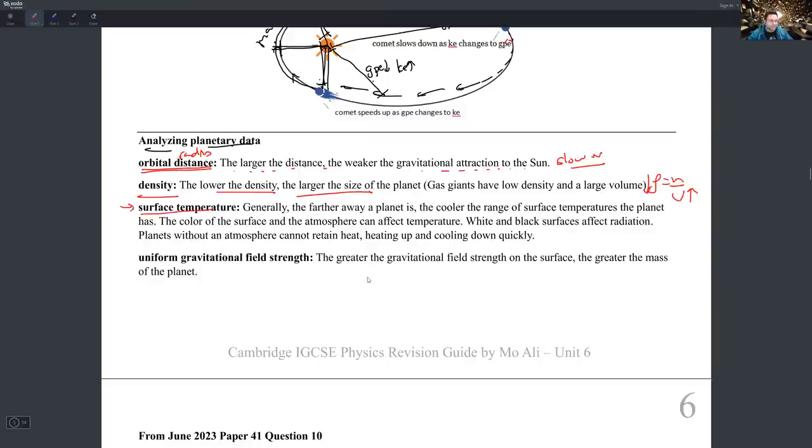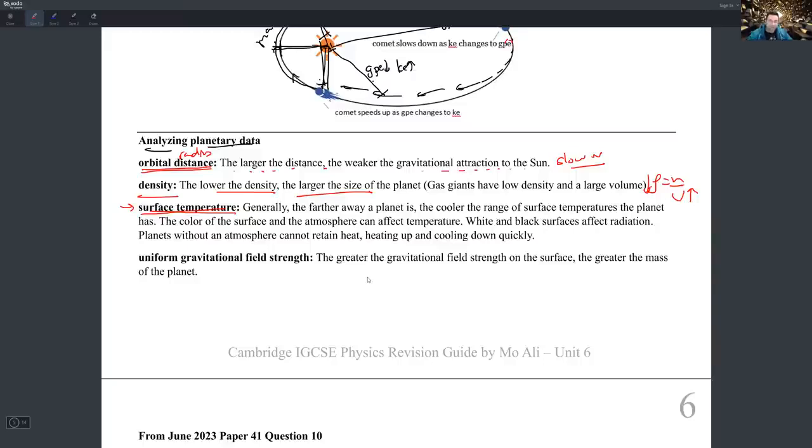Surface temperature. Now, what's that? Surface temperature simply means how hot or cold the surface is depending on the time of day. Is it day or night? Okay, so it changes. During the night it's cold, during the day it's hot. But there is something else that you need to keep in mind that the examiner could use.